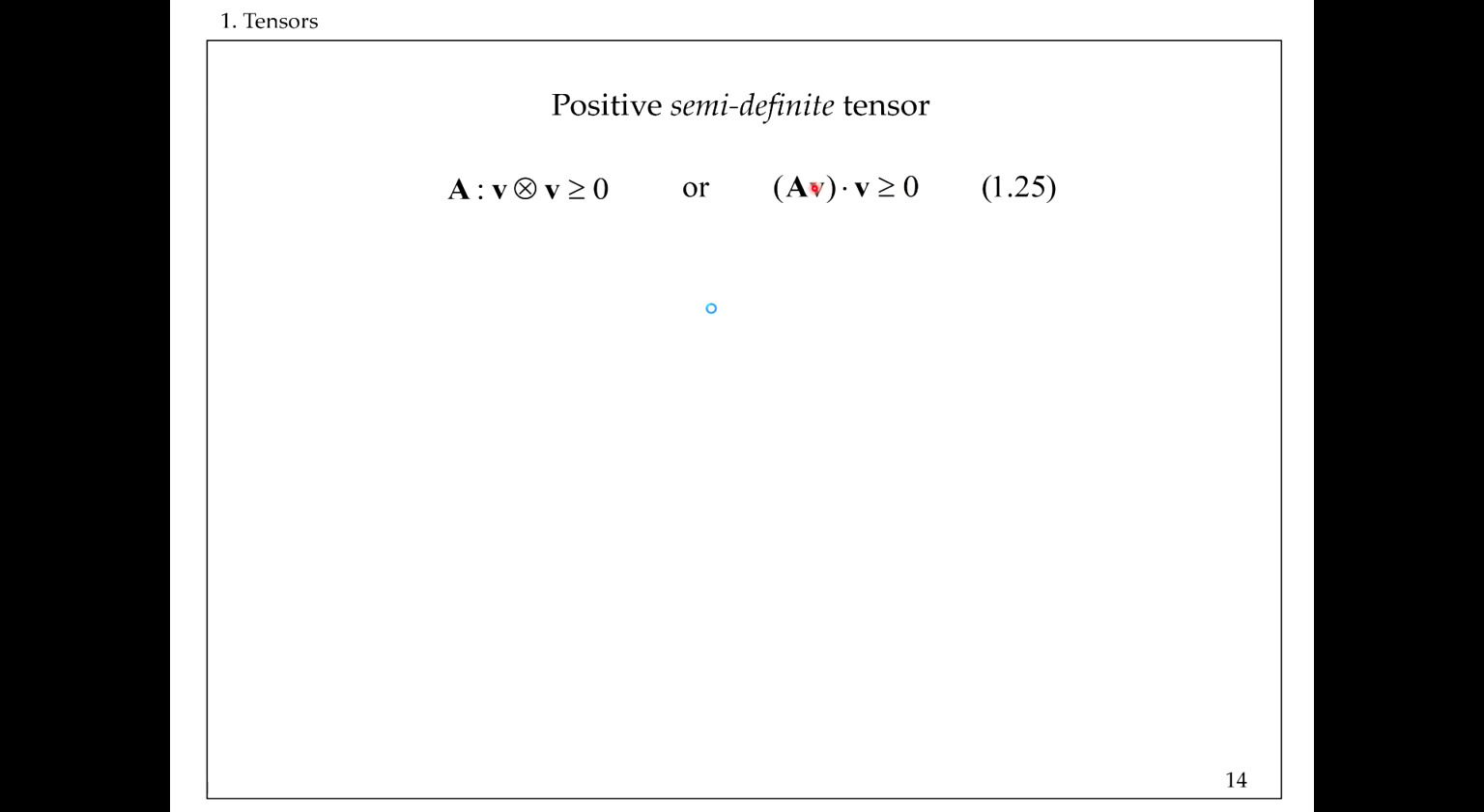So A multiplied by V, and this is another agreement: a second order tensor multiplies a vector, and we don't specify anything else. So it's just a dot product, and this reduces to a vector, which is then multiplied by the vector V. Again, for any V that is not zero, we require it to be greater than or equal to zero, so we call it a semi-definite tensor. And we call it a positive definite tensor when the following property holds.